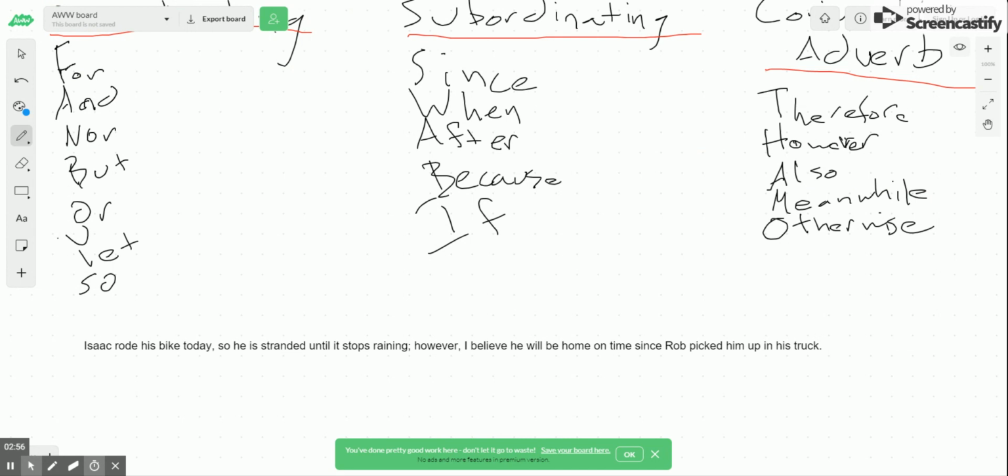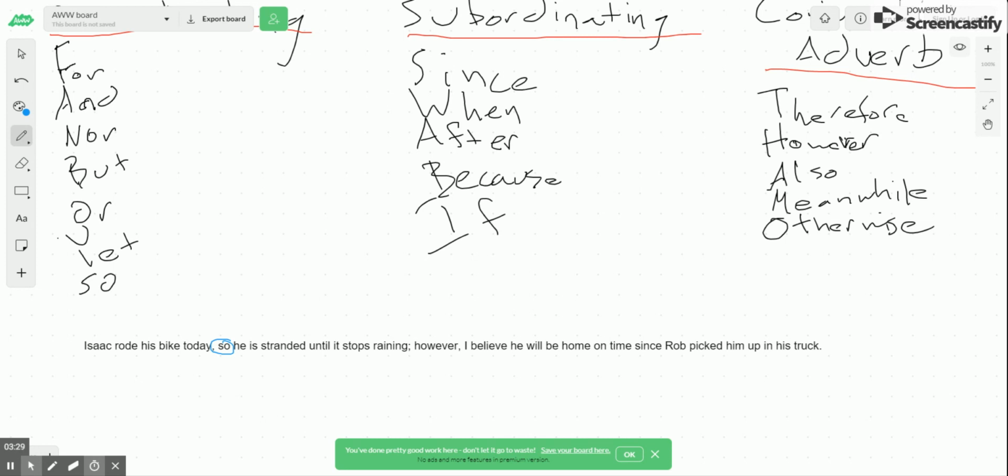Now in this sentence here, Isaac rode his bike today, but he is stranded until it stops raining. However, I believe he will be home on time since Rob picked him up in his truck. We have a few conjunctions. First, we have the coordinating conjunction but, connecting the thoughts Isaac rode his bike today and he is stranded until it stops raining.